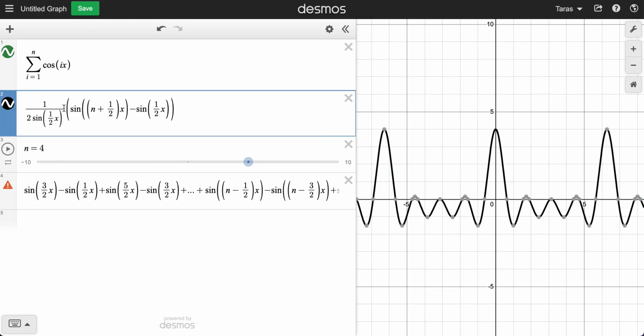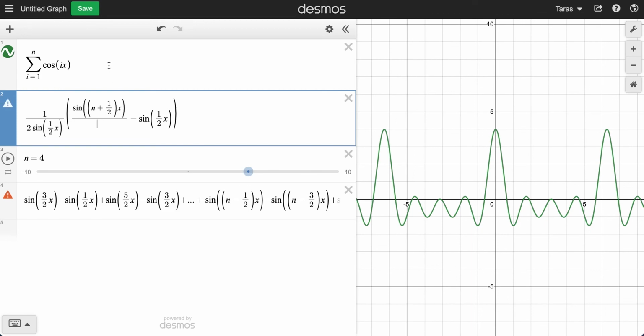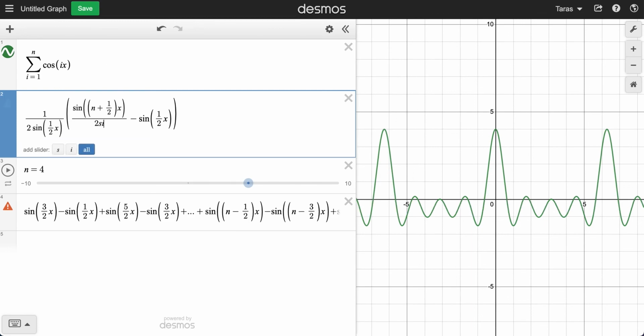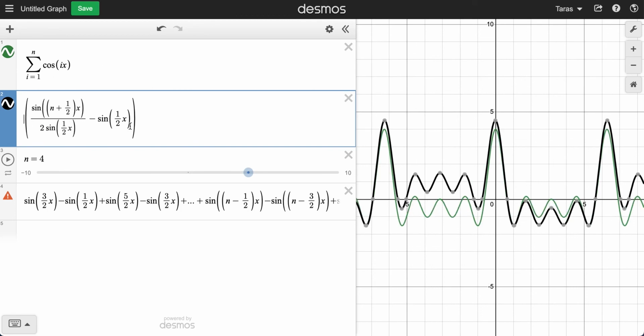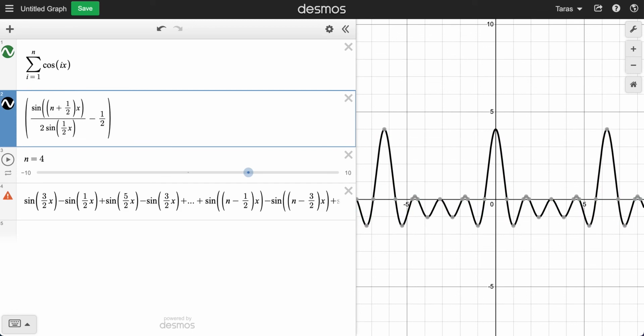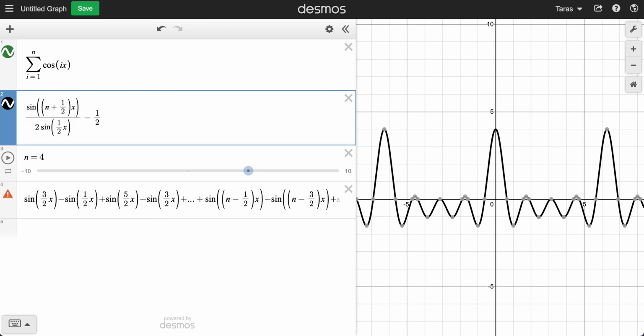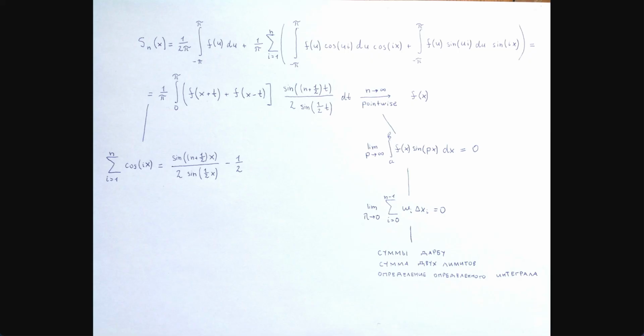And now let's just distribute this multiplier to sine of 1/2 x minus a half. Here, this is what we were going to prove right here: sine n plus a half x over 2 sine 1/2 x, minus a half.